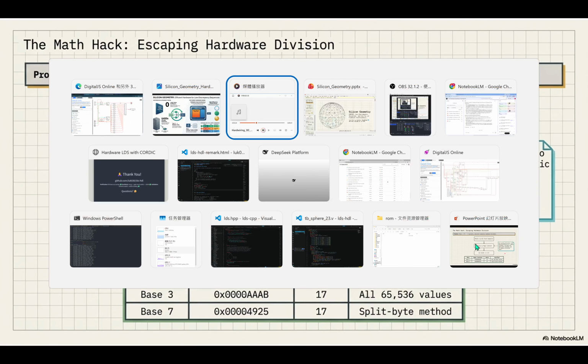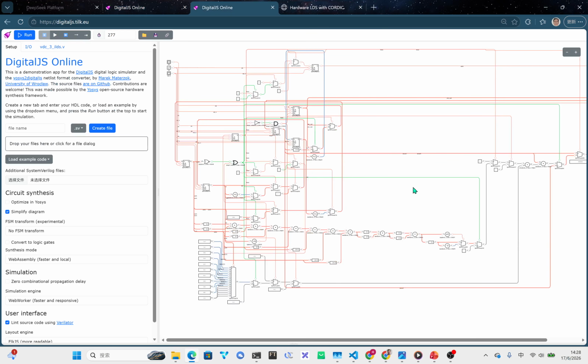That's brilliant. So by using 4925 for base 7, the architecture can just calculate these perfect odd base sequences on the fly.